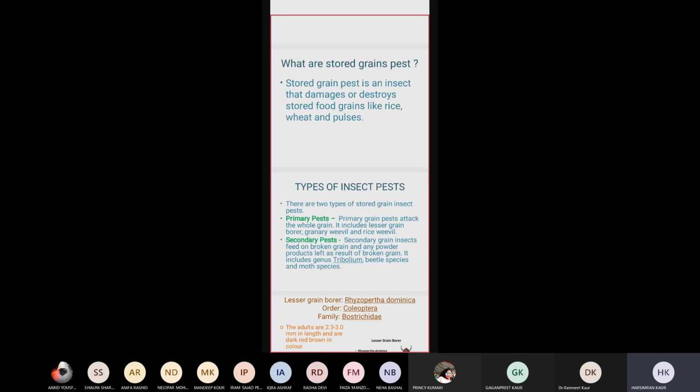Then further, the second type is secondary pest. Secondary grain insects feed on broken grain and any products left as a result of broken grain. It means the secondary pest generally infects the broken grain and the powder which is left. They also infest that product. It includes the genus Tribolium, beetle species, and moth species. All these come under secondary pest.